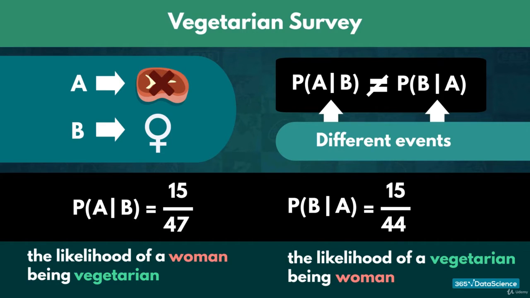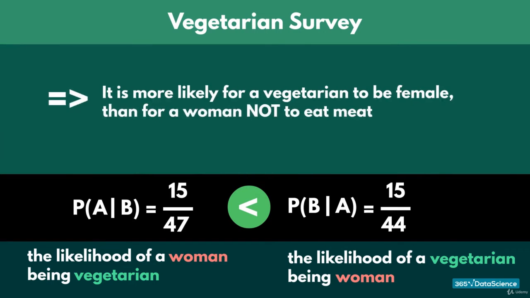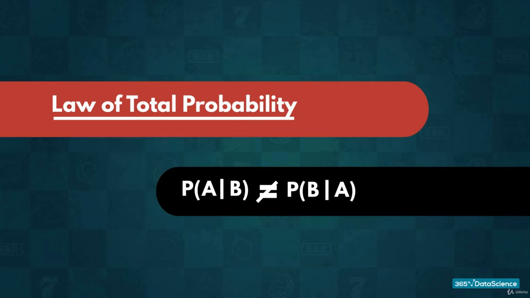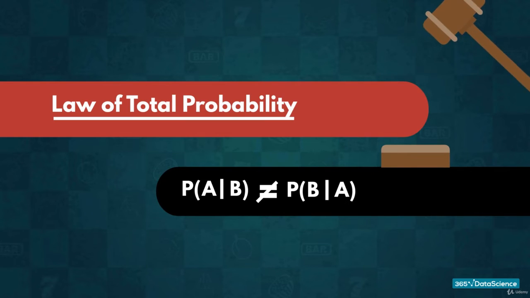Since 15 over 44 is greater than 15 over 47, it is more likely for a vegetarian to be female than for a woman not to eat meat. That's quite interesting and shows you that in probability theory, things are never straightforward. Now that you understand the distinctions between the different conditional probabilities of two events, we can introduce an important concept: the law of total probability.